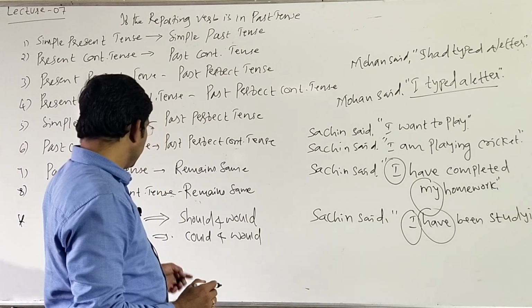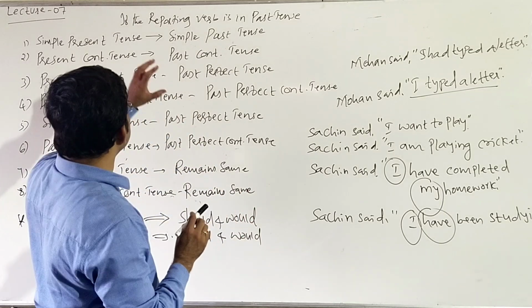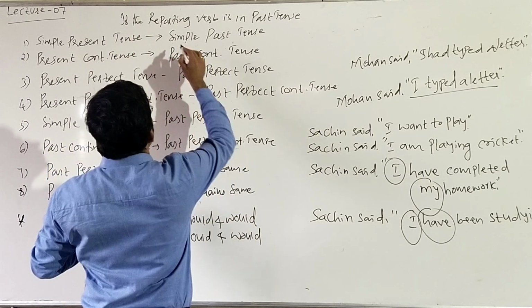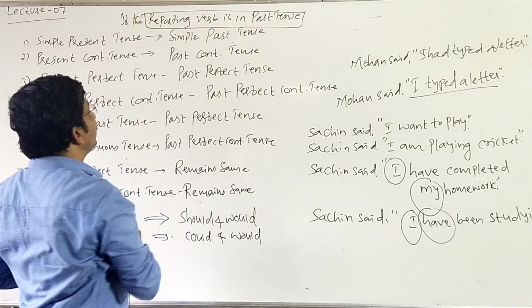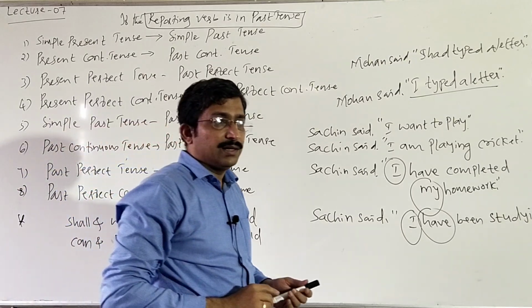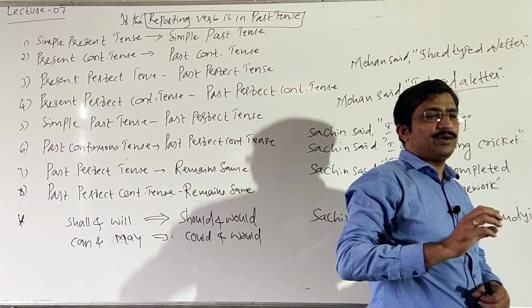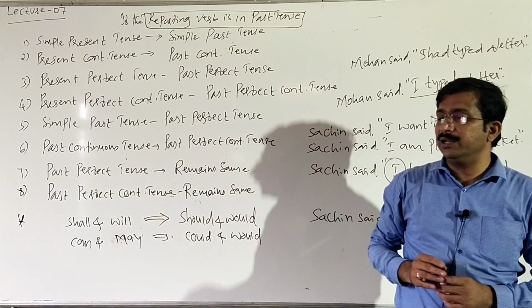Here the future tense cases. Okay, this is the rule. If the reporting verb is in past tense, this is very important. Only if the reporting verb is in past tense are we going to change all these things. Remember, it is very important. The complete transformation from direct into indirect is based on this one only.